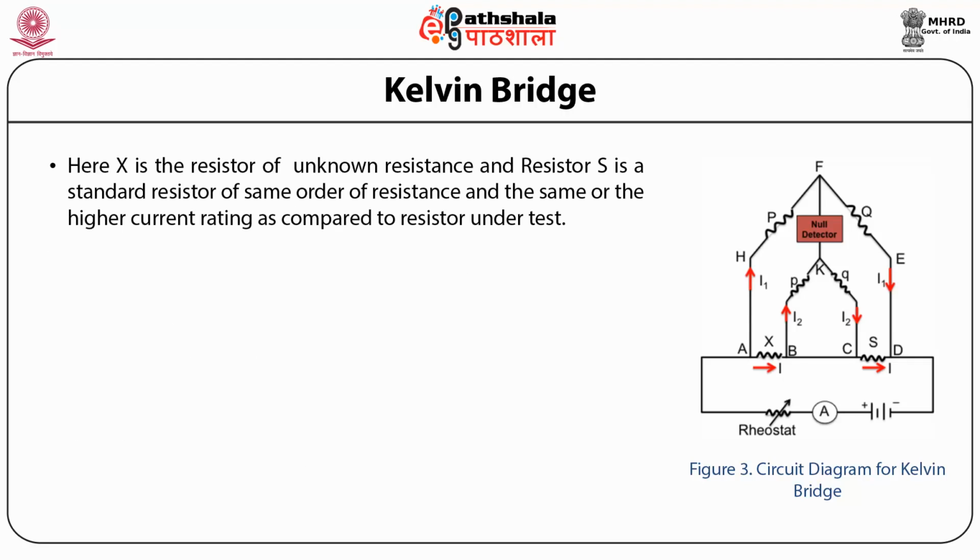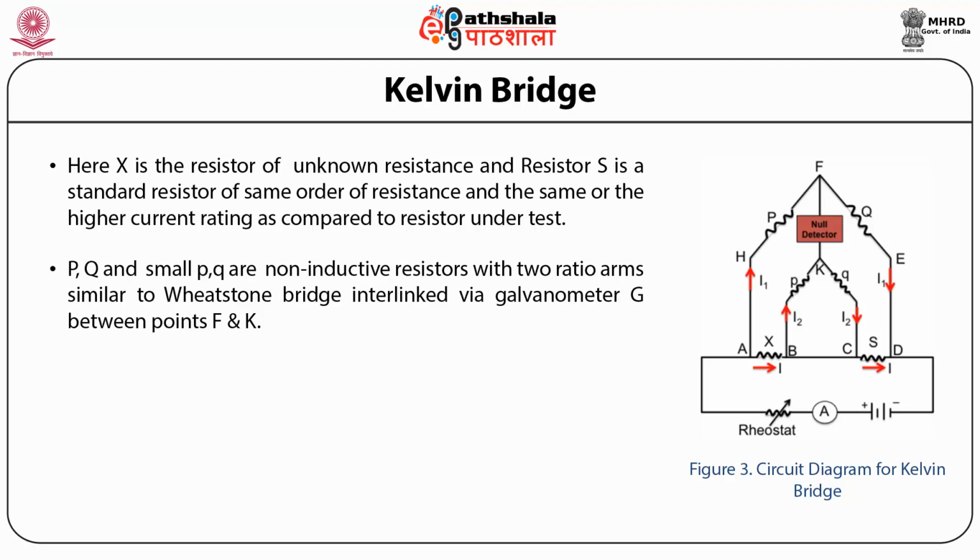Here, X is the resistor of unknown resistance and resistance S is the standard resistor of the same order of resistance and the same or higher current rating as compared to the resistor under test. P, Q and small p and q are non-inductive resistors with two ratio arms similar to Wheatstone bridge, interlinked via galvanometer G between points F and K. A rheostat along with an ammeter is there for convenience only.